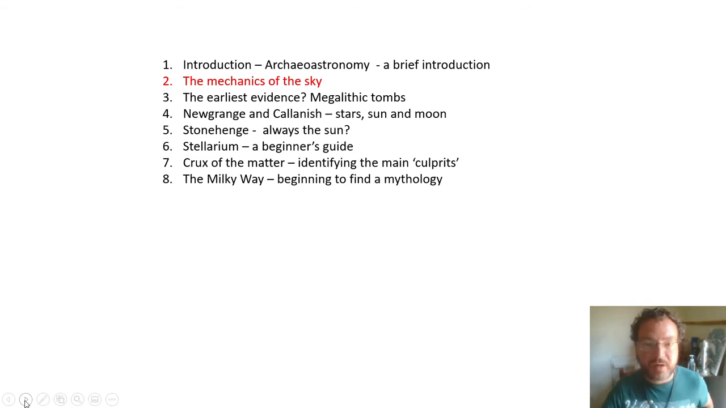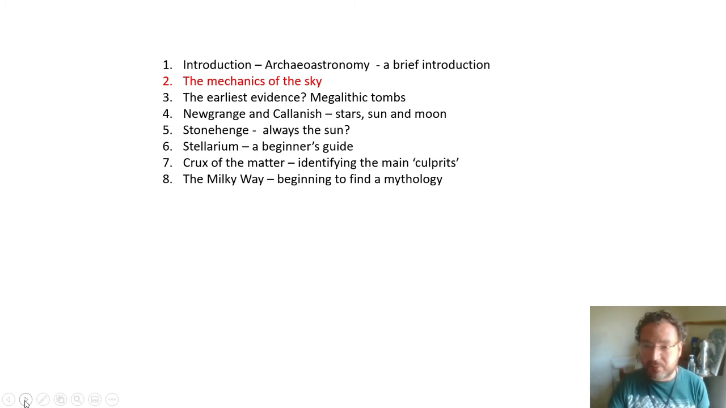Okay, we're now on part two. I'm going to have a brief introduction into the mechanics behind the changes in the sky, so we can see why a site pointing northeast is oriented on the midsummer sunrise, and why matters become a lot more complicated when we start to look at stars.